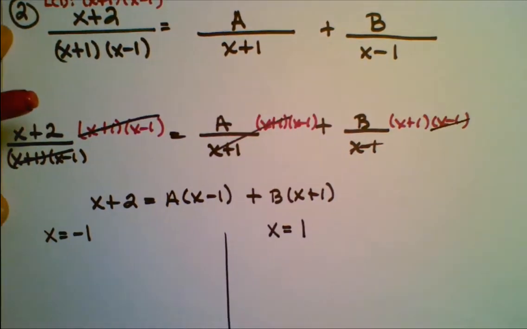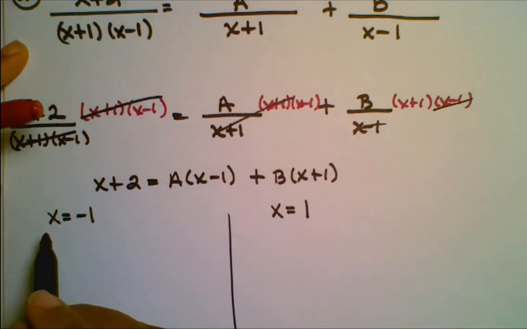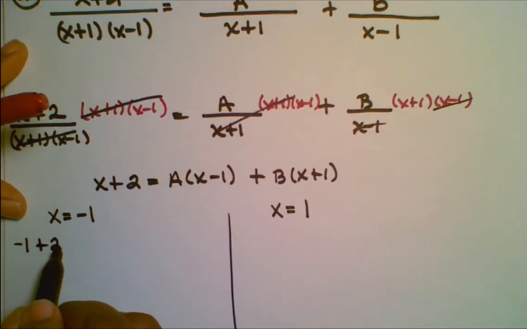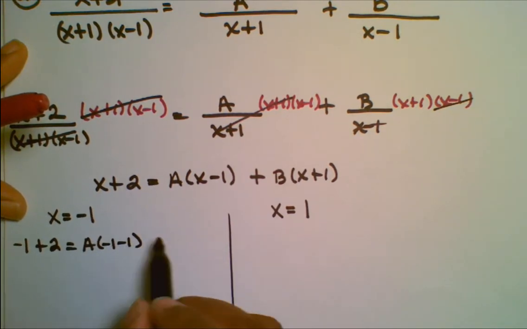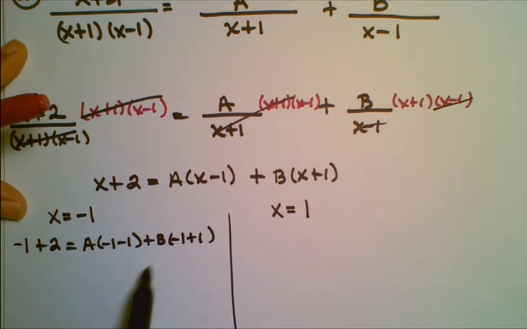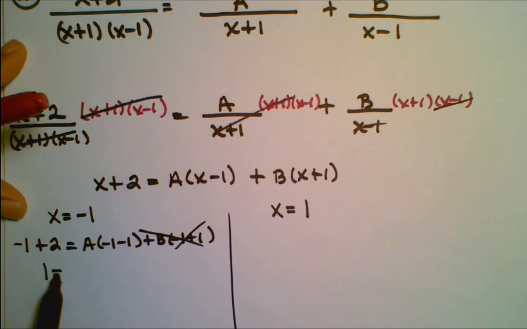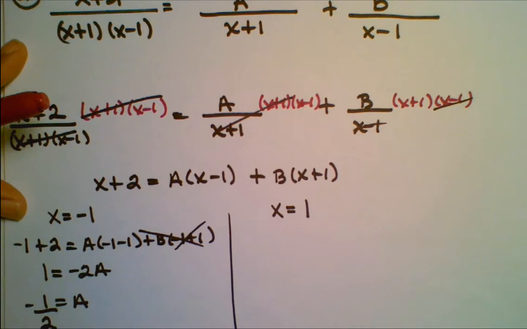So when x is -1, let's plug -1 into the equation. We have -1 plus 2 is equal to A times (-1 - 1) plus B times (-1 + 1). We know the B variable is going to cancel out. We have 1 is equal to A times (-1 - 1), that's -2A. Solving for A, we have A is equal to -1/2.